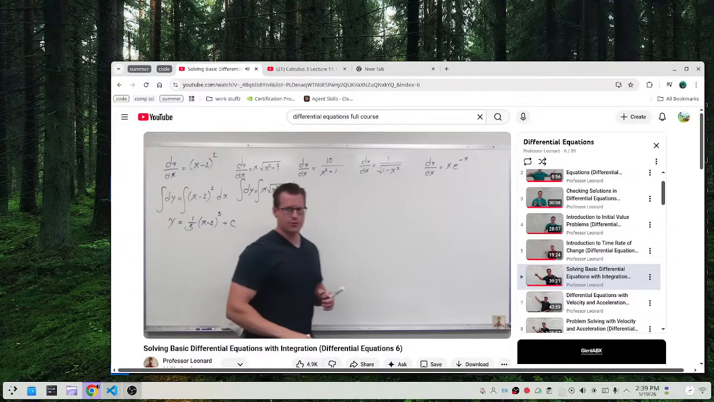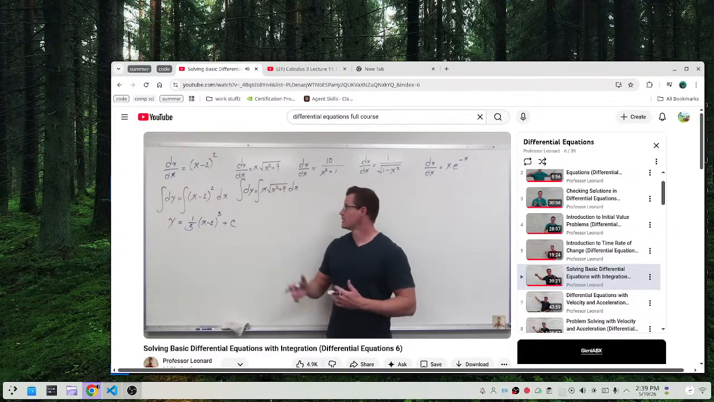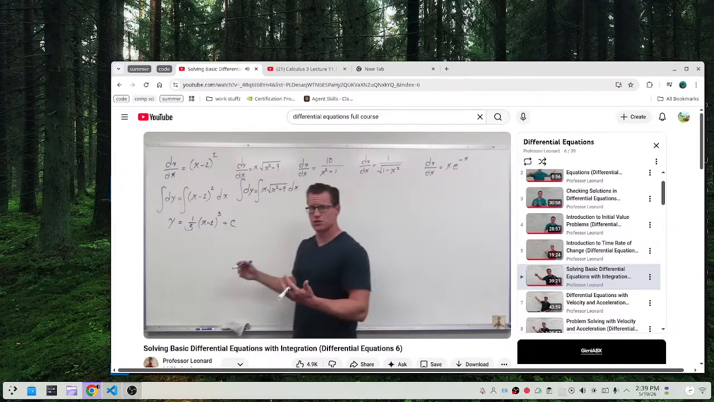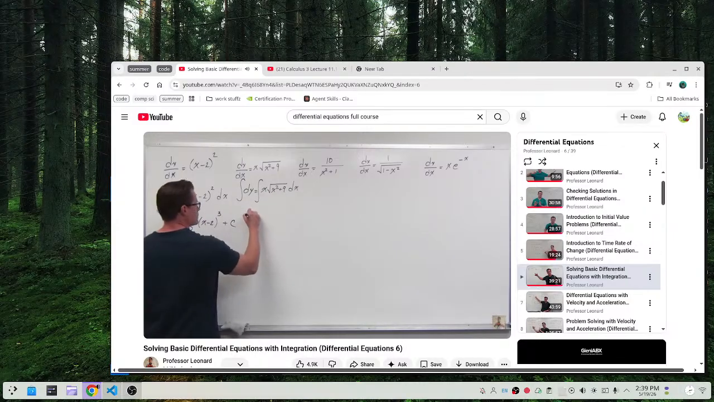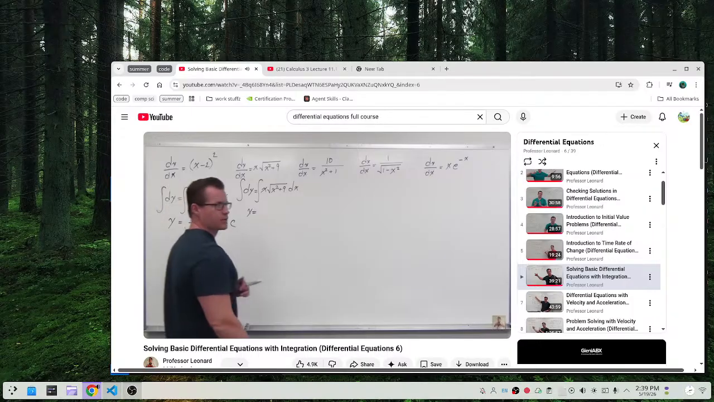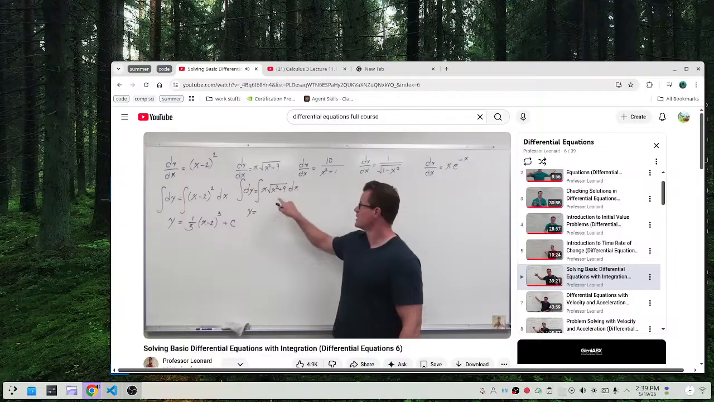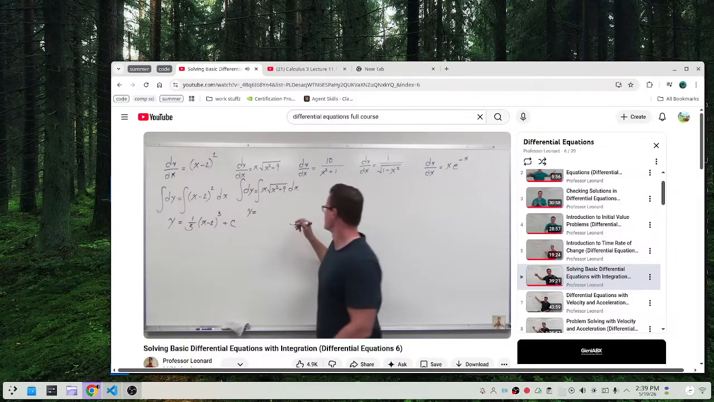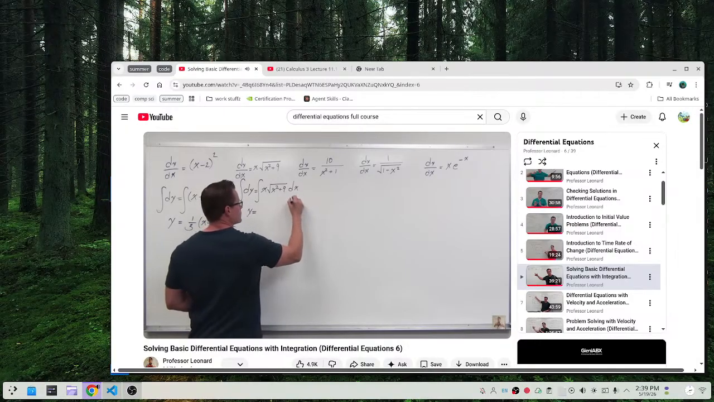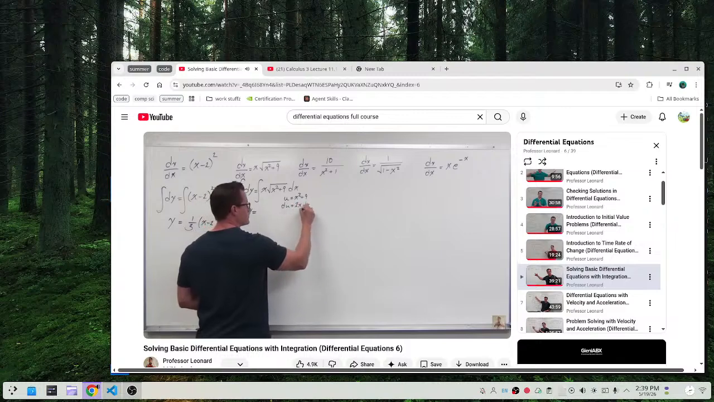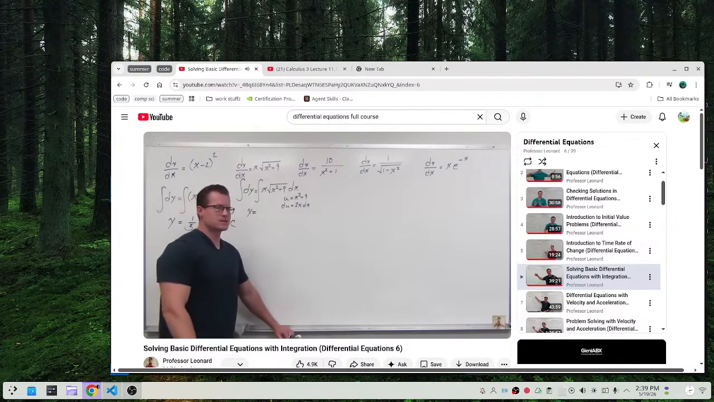We could just put that right out front. That's fine to do. Now, on the left-hand side, this is great. This is just going to be y. On the right-hand side, we'll have to have something else. This looks like a u sub to me. So if I take this as my u, then du equals 2x dx.